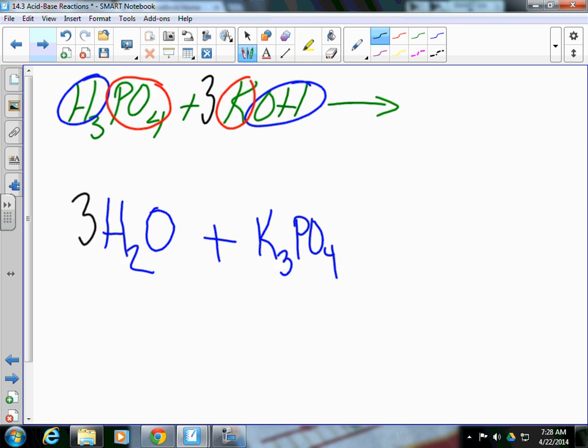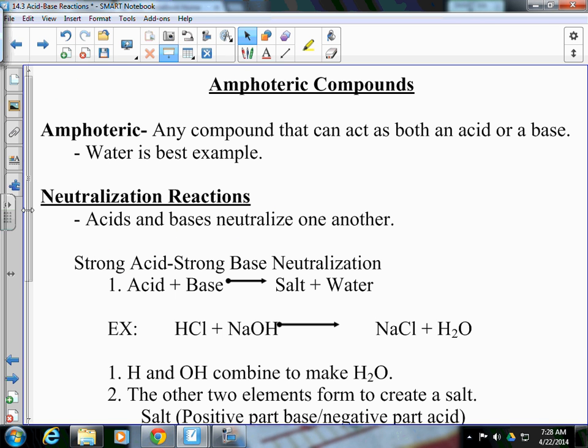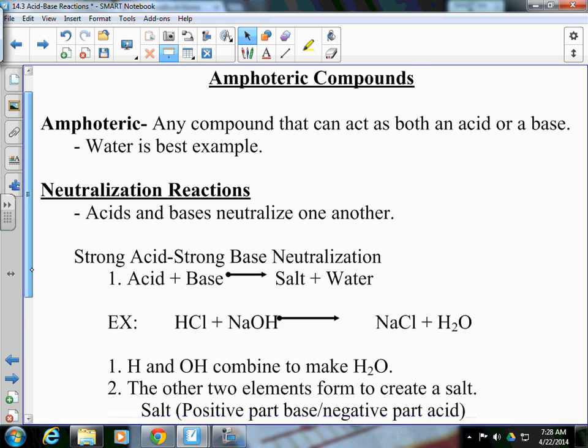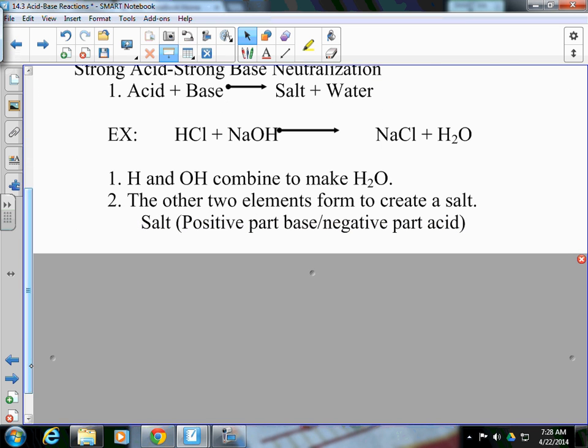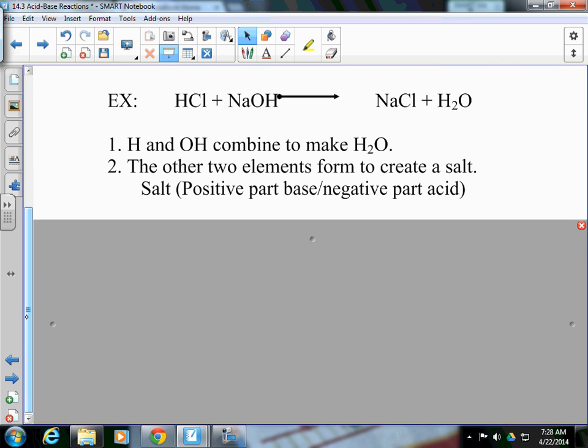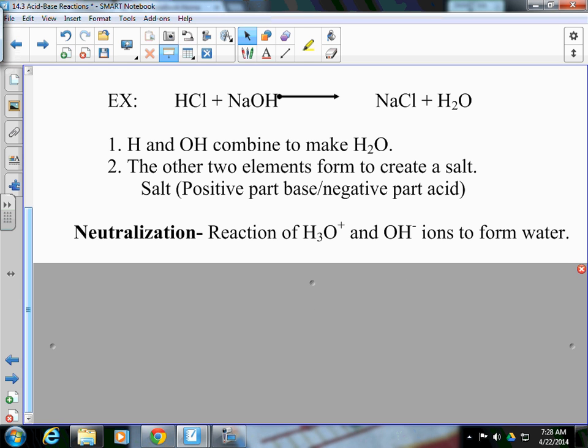We are going to continue to practice and review acid-base reactions next week. But here's just an example. You have H and OH combining together to make water. And you have the positive part of a base and the negative part of an acid combining together to make salt. So again, H and OH combine to make water. The other two remaining elements make salt. And we will continue to work with that when we do acid-base reactions, or what sometimes can be called neutralization reactions. So a couple general terms, and we're going to be done here.